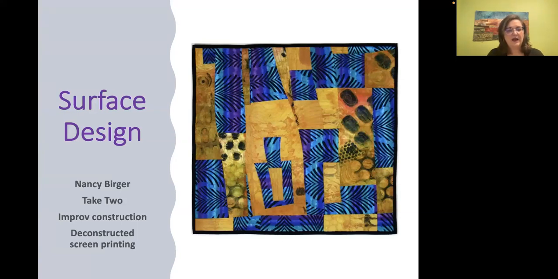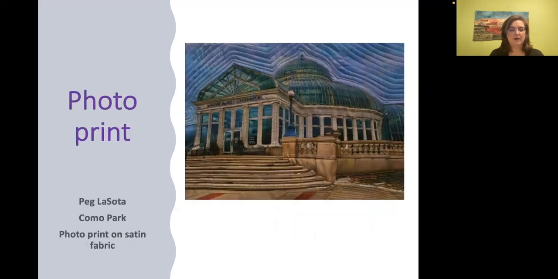So this first one from Nancy Berger is called Take Two. And here we're seeing improv construction and also deconstructed screen printing. And with deconstructed screen printing, for those of you who may not be familiar with it, it's where you're taking a screen and you're putting the dye on there, letting it dry, and then you release it with another agent, let's call it, and you end up with this kind of really imperfect line, which is quite an exciting process to do.